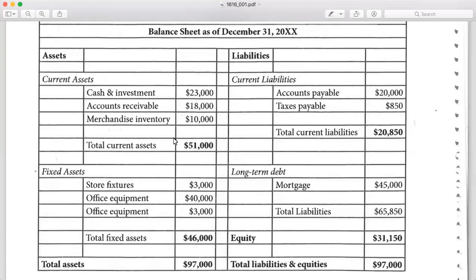And what's important about this is that it basically shows your agency's worth, if you will, by its assets. So assets are equal to liabilities plus equity.